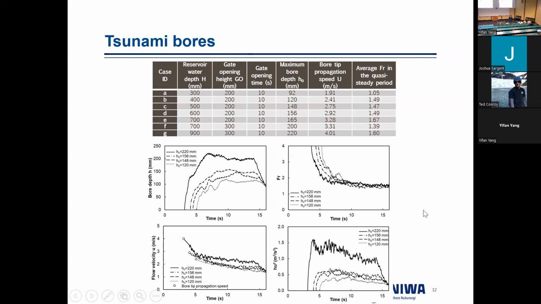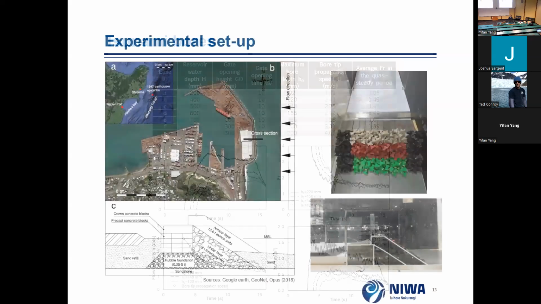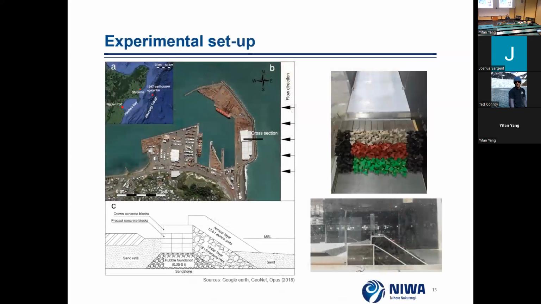So after we get their properties, we can construct a scaled breakwater in the flume. First of all, let's look at the layout of the Napier Port breakwater. Here is the cross section. This is the cross section we use in this study. You can see from this inset picture that in 1947, an earthquake occurred here, quite close to Napier Port. It actually caused a severe tsunami in Gisborne.